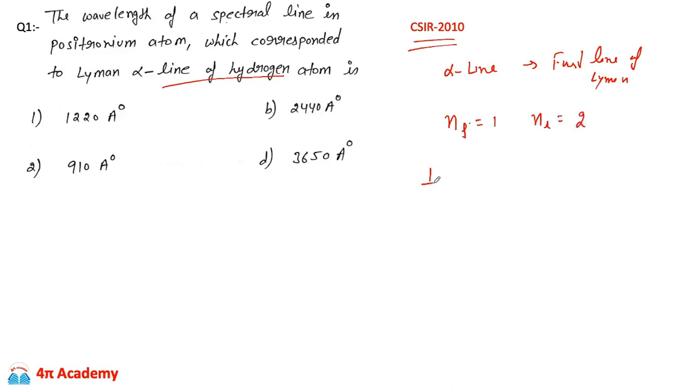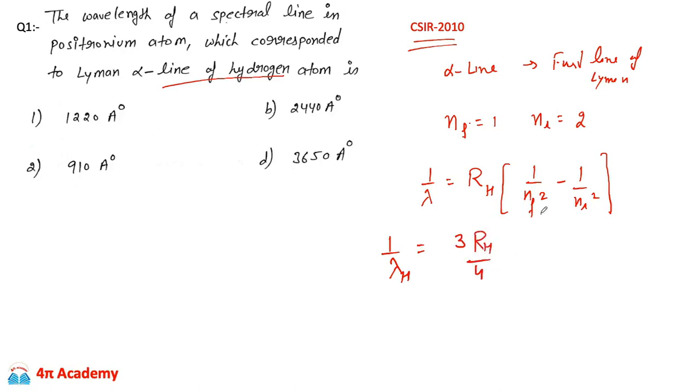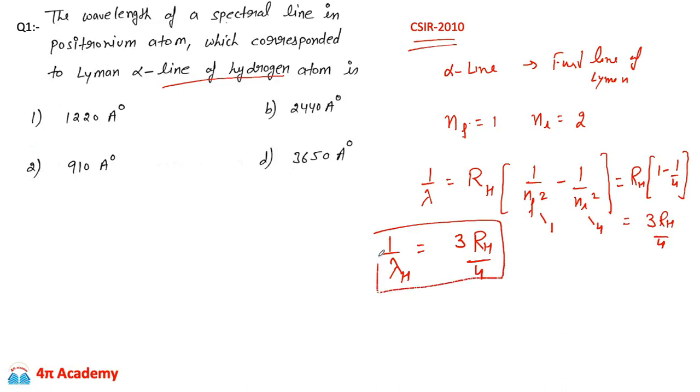So the Rydberg equation becomes 1 over lambda equals R times 1 over nf square minus 1 over ni square. So 1 over lambda H, for the hydrogen atom, comes out to be RH times 1 minus 1 over 4, because nf is 1 and 2 square becomes 4, so that is 3 RH over 4. Let us say this is equation number 1.